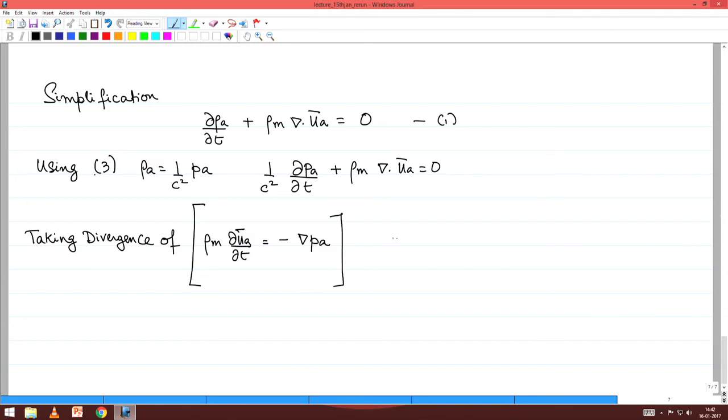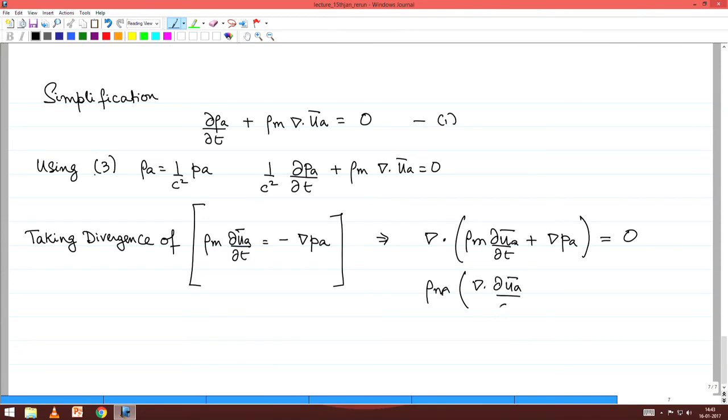So, this equation can be rewritten as rho m del u a del t plus del P a, the left hand side of it. Now I want to take divergence of it, so I will give del dot, and that must also be equal to 0. So, therefore, what we have is rho m del dot del u a del t. Remember, rho m is a constant in space and time, so the divergence operation has got nothing to do with rho m, it just comes out, and del dot del P a is del dot del, the Laplacian. So, we will get del square P a, that must be equal to 0.